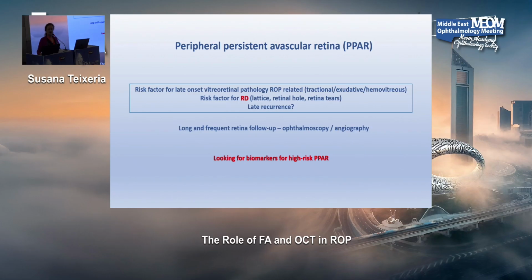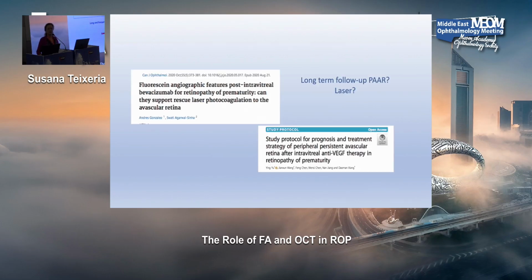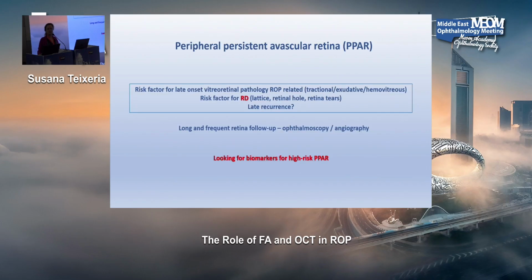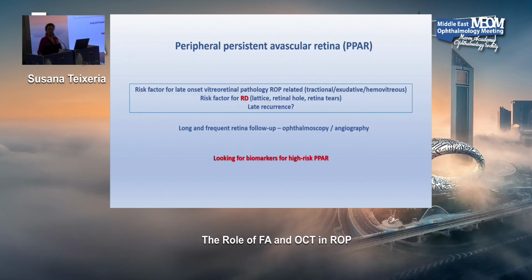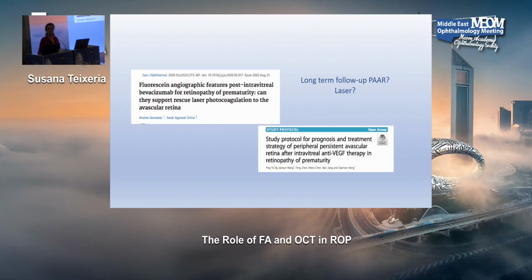So I think Ihab will speak about this. Yes, Ihab, you are going to speak about the peripheral avascular areas. So I'm not going to speak long, but I think we all want to have some kind of biomarkers to know if those peripheral avascular areas are going to cause some kind of problem or not over a long time. But Ihab will speak about that, I think.